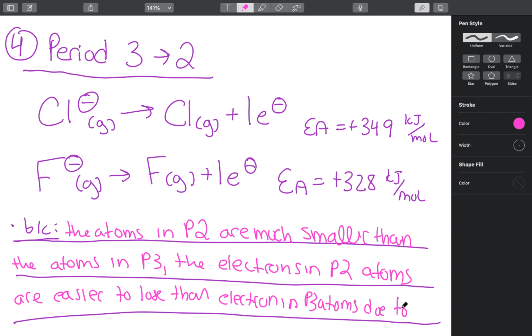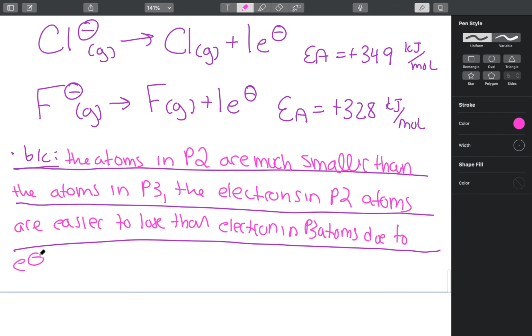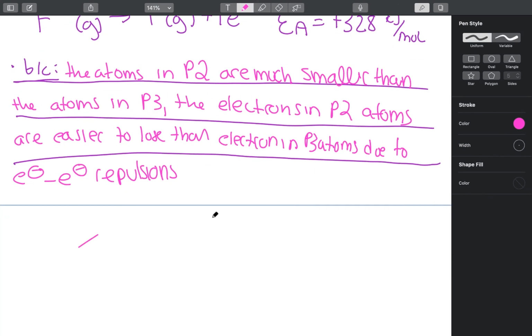due to electron repulsions. Because the period 2 atoms are much smaller than the period 3, you have much greater electron repulsions, which means that period 2 atom electrons are much easier to lose than period 3. So that is why the electron affinities of period 2 atoms are a little bit smaller than the electron affinities of period 3. And that is it for electron affinity.